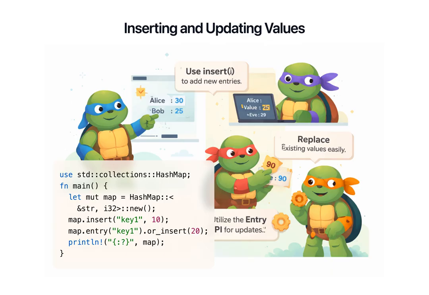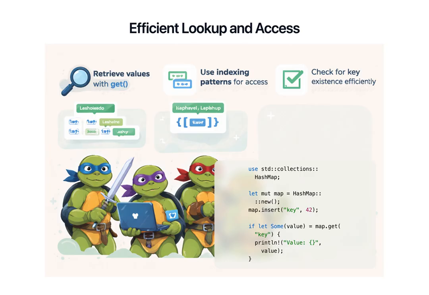Add or update entries in a HashMap using the insert method. The Entry API provides additional flexibility for managing updates to existing keys. Access values in a HashMap using the get method or indexing patterns. Ensure efficient key existence checks to optimize data retrieval.